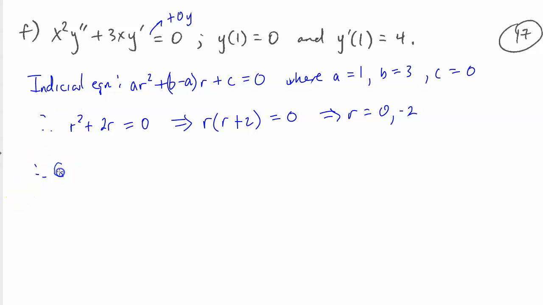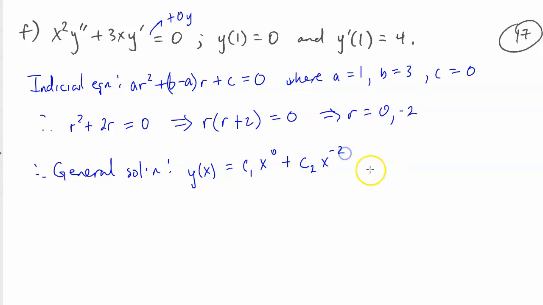And thus, for our general solution, this will be y of x. It's just going to be c1 x raised to the 0 plus c2 x raised to the -2, which would just be c1 plus c2 x raised to the -2, because again, x raised to the 0 is just 1. So this is our general solution.